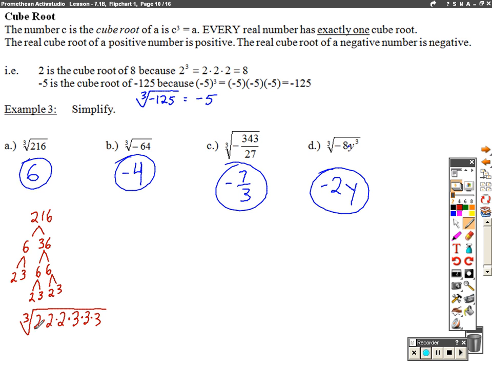Since our index is 3, we need the same factor to occur 3 times. So we have 3 2s, we can pull that out from the radical. We also have 3 3s, we can pull that out from the radical. There's nothing left underneath the radical. 2 times 3 gives you 6. So this is a longer way of doing it, but it also works. If you did know your list of perfect cubes, you can save a lot of time.